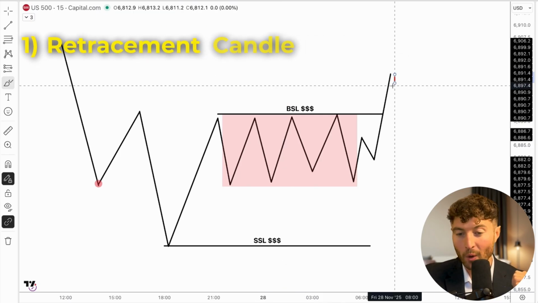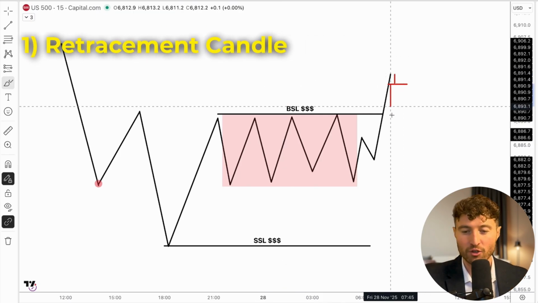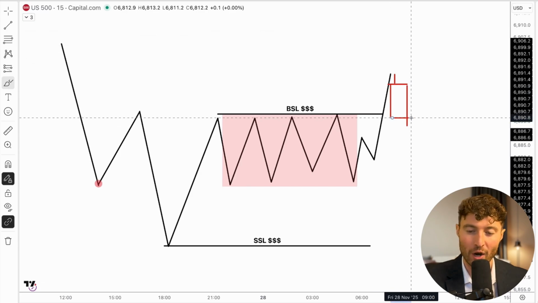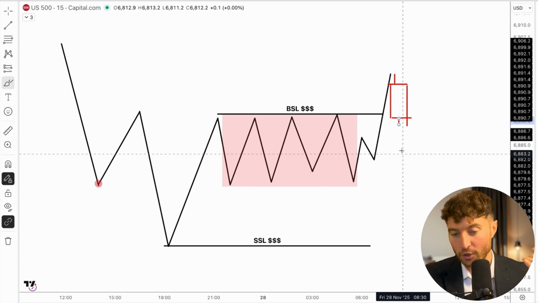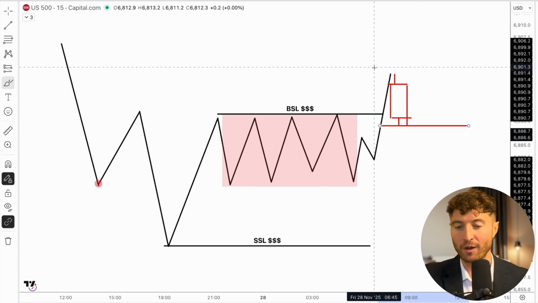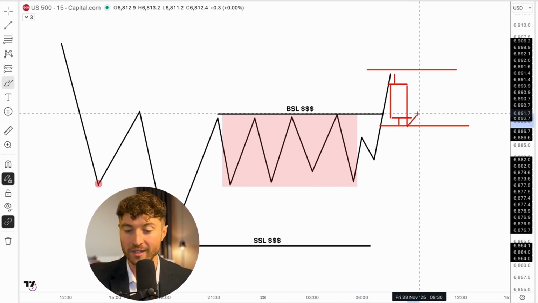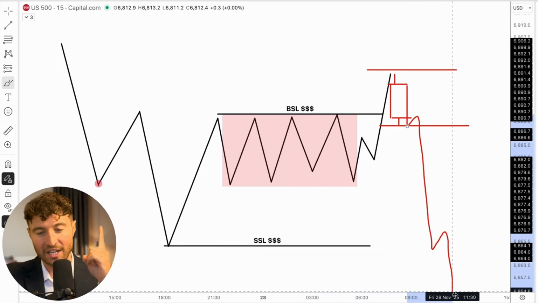So number one is you could wait for a retracement candle. This is literally waiting for 15-minute bearish pressure coming into this market, indicating to you as a trader that sellers are actually taking control of this market. And then what you could do is enter on the break of the low, with invalidation above the liquidation, and then you can look at targeting lower prices. So this is entry model number one.